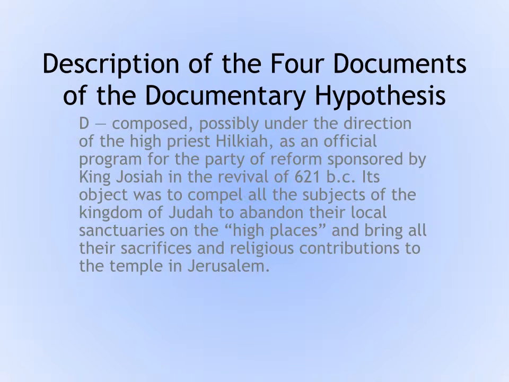Now we go to the D document, composed possibly under the direction of the high priest Hilkiah as an official program for the Reformation that King Josiah is sponsoring sometime around 622 BC or BCE. Its object was to compel all the subjects of the kingdom of Judah to tear down their totems, their high places, their places of Baal worship, their local sanctuaries, which in the Old Testament are called high places, and bring all of their sacrifices, all of their religious contributions, all of their worship to the Temple of Jerusalem.